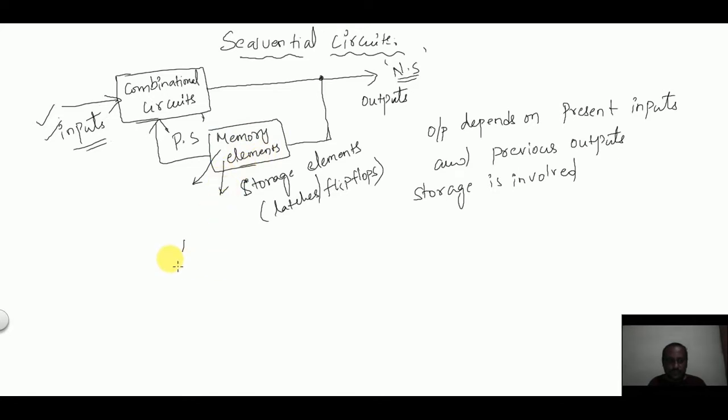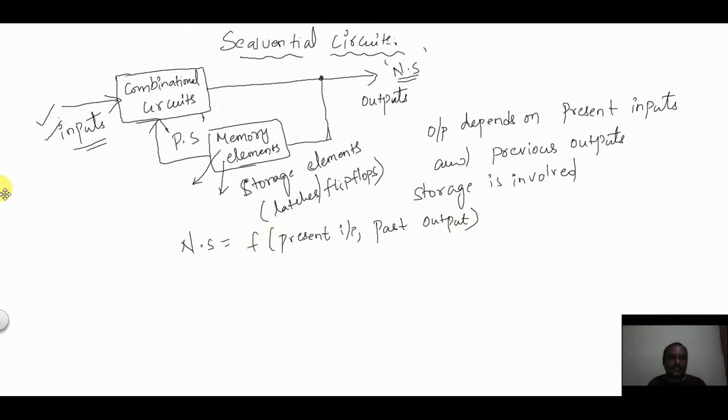In a sequential circuit, the next state is a function of present input and past output. So next state is a function of present input and past output. So this is about sequential circuits and their block diagram.